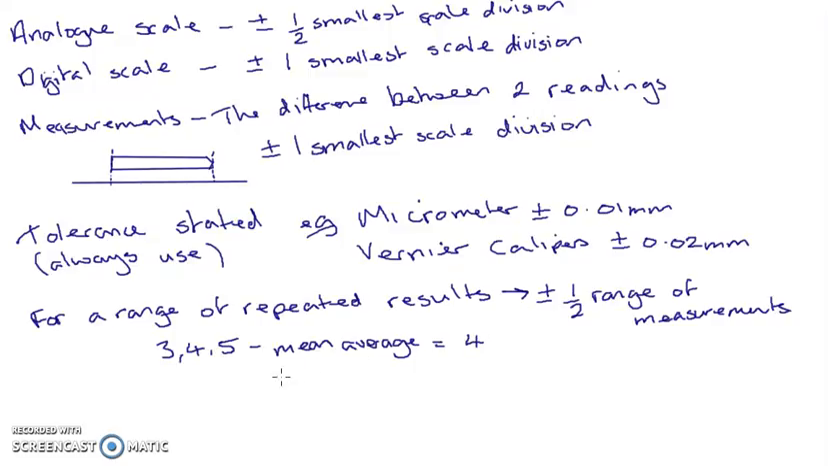And my uncertainty would be half of the range. So we've got 5 minus 3 over 2. So in this case it's plus or minus 1 for the uncertainty in that range of repeated results.